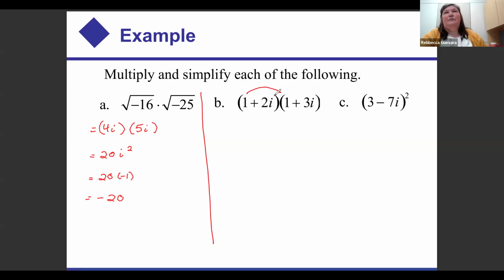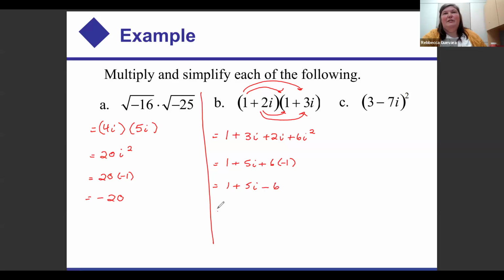Here we're going to FOIL. So 1 times 1 is 1. And then we get 1 times 3i. 2i times 1 is 2i. 2i times 3i is going to be 6i squared. So we get 1 here, like terms, 5i. And then this down here turns into 6 times -1 because of that i squared, which means that we just have -6 down here. So we have -5 plus 5i.